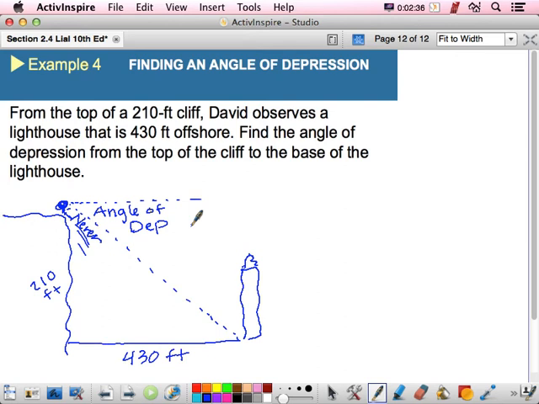Because of the whole parallel lines cut by a transversal, and alternate interior angles are congruent, this angle of depression is exactly the same as this angle of elevation. So you always put your angle there. Don't even bother to try to draw an angle of depression. Just relocate it into the triangle, and it will always be the one at the bottom looking up, whether it's elevation or depression. You will never use this one, okay? And that's the one we're looking for.